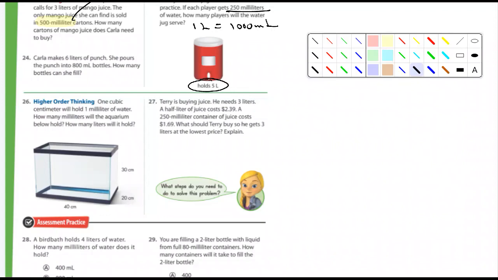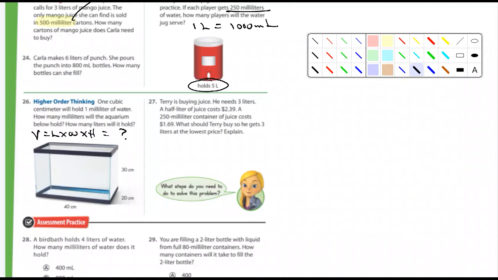Okay, number 26, 1 cubic centimeter will hold 1 milliliter of water. How many milliliters will the aquarium hold? So you're going to have to figure out the area. Area, you guys should all know this. Oh no, I'm sorry, not area, volume. Volume equals what? Once you get that, then you'll know how many milliliters of water. And then you need to convert that to liters. Okay? You can do that one.